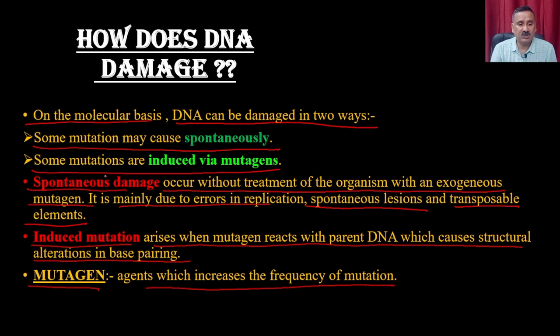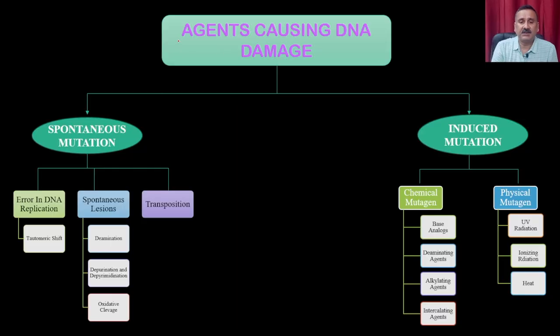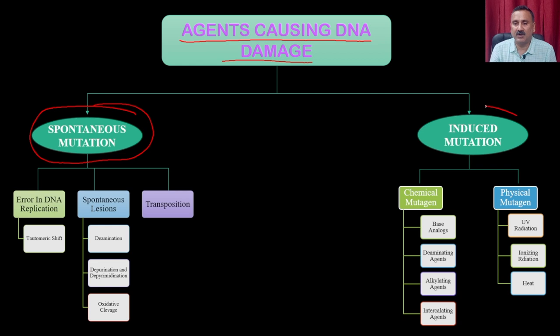Now, as far as DNA damage is concerned, you can have two main categories: one is called spontaneous damage, and the other is called induced mutations. Within these categories you have multiple components that are important for causing DNA damage. So, among the agents causing DNA damage, you have agents causing spontaneous mutations and agents causing induced mutations. Within the spontaneous mutations, you can have errors in DNA replication, tautomeric shifts, and spontaneous lesions. Within the spontaneous lesions, you have deaminations, depurinations and depyrimidinations, and oxidative cleavage. Whereas transposition is another phenomenon through which spontaneous mutations occur.